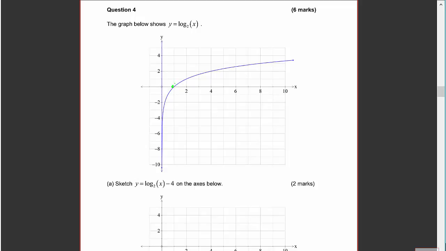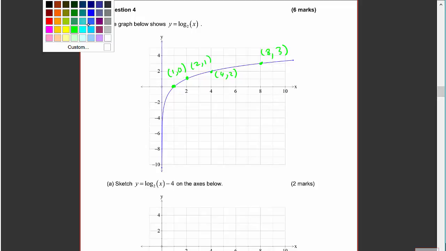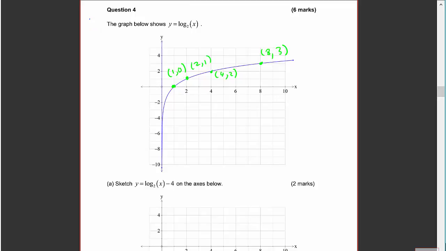Note that it goes through this point here. It goes through 1, 0. It goes through 2, 1. It goes through 4, 2. It goes through 8, 3. And we should be seeing where those points go to when we do the various transformations.